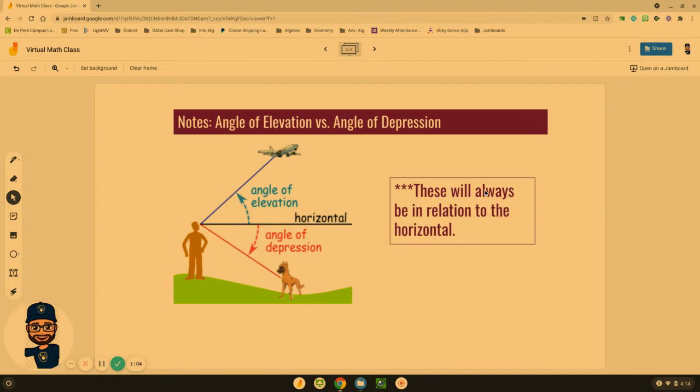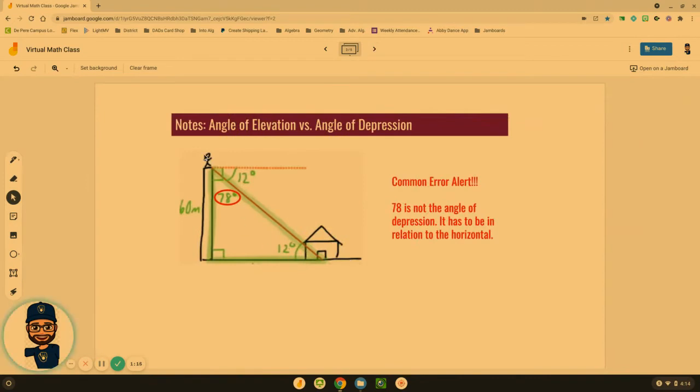The key here is that these will always be in relation to this horizontal, right? And that throws a small tiny loop in especially this angle of depression, okay? Typically, if I'm standing up on top of a building looking down at a house, I say that I'm looking down at a 12-degree angle of depression, which is true, right? I'm looking down here, but 78 degrees is not the angle of depression here. This 12 has to be in relation to that horizontal.